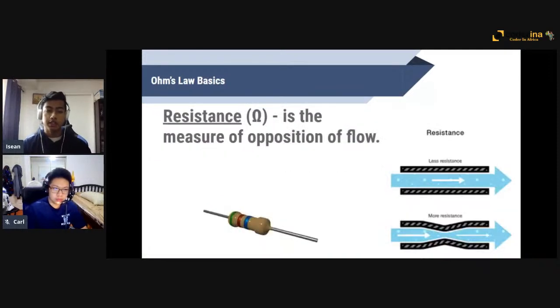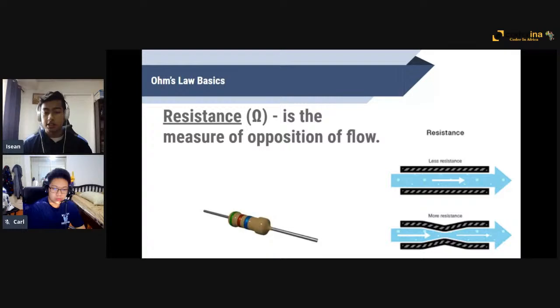Second term is resistance. Resistance is the measure of opposition of flow of electricity. But a thing causing resistance isn't like an object in the middle of a wire or a gap in the middle of the wire. Rather, it's the electrical component that causes resistance. On the right, there's a simple visualization of resistance with wires rather than components.